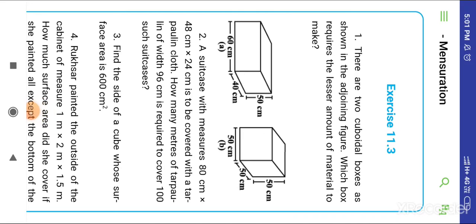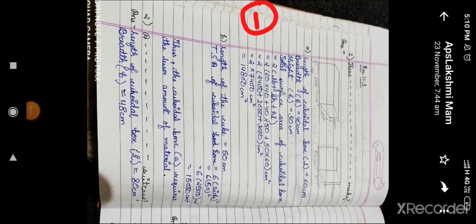First question of exercise 11.3 is: there are two cuboidal boxes as shown in the adjoining figure. Which box requires the lesser amount of material to make? So in this question it is clear that we have to find out surface area of the two cuboidal boxes. As it is clear from the diagram, length of the cuboidal box is 60 centimeter, breadth is 40 centimeter and height is 50 centimeter.